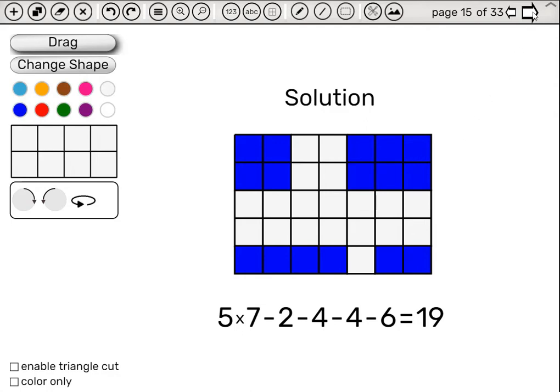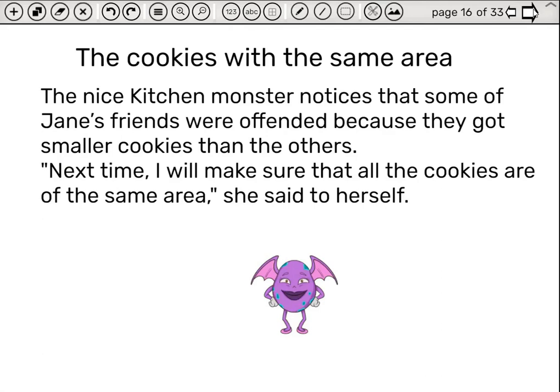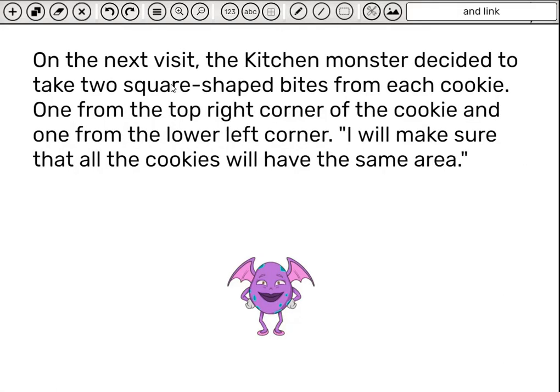So we continue. The cookies with the same area. The nice kitchen monster notices that some of Jane's friends were offended because they got smaller cookies than the others. Next time, I will make sure that all the cookies are of the same area, she said to herself. On the next visit, the kitchen monster decided to take 2 square-shaped bites from each cookie. One from the top right corner of the cookie, and one from the lower left corner. I will make sure that all the cookies will have the same area.